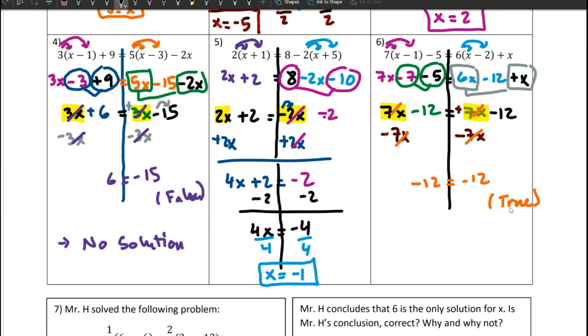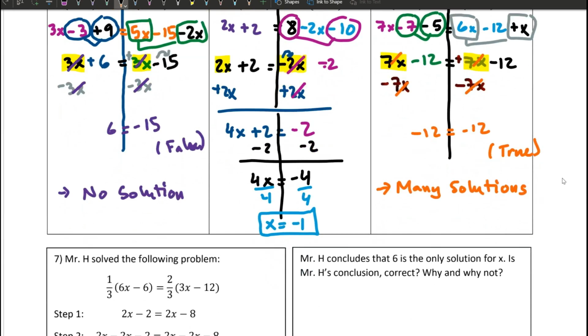So since all x's cancel each other out, the statement is true. It doesn't matter which one you choose for x. It's always true. So the answer is many solutions. Because whatever you choose for x, it will end up with a true statement which satisfies the equation. It doesn't matter what x is, it's always true. Many solutions.